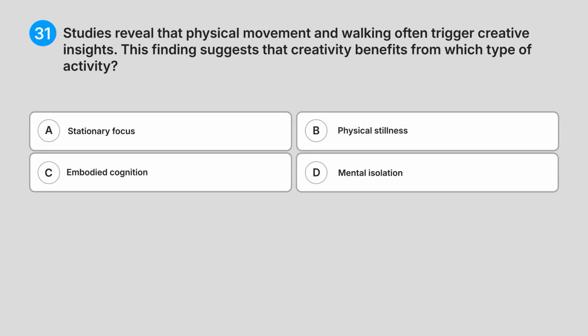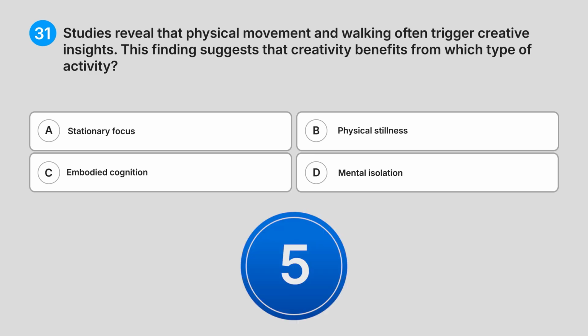31. Studies reveal that physical movement and walking often trigger creative insights. This finding suggests that creativity benefits from which type of activity? A. Stationary focus. B. Physical stillness. C. Embodied cognition. D. Mental isolation. Do you know the answer?